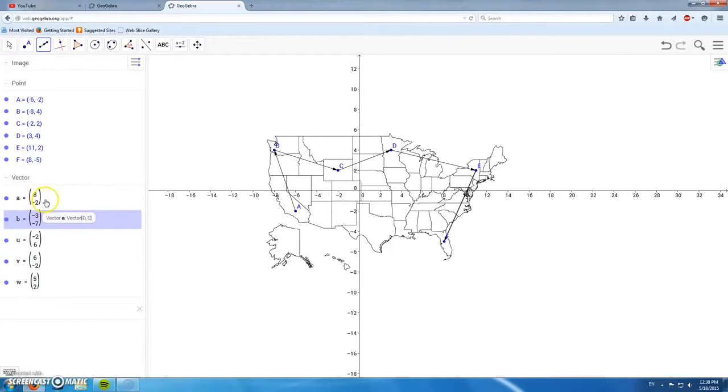And for the vertical component, negative 2 plus negative 7 is negative 9. Negative 9 plus 6 is negative 3. Negative 3 plus negative 2 is negative 5, and negative 5 plus 2 is negative 3.